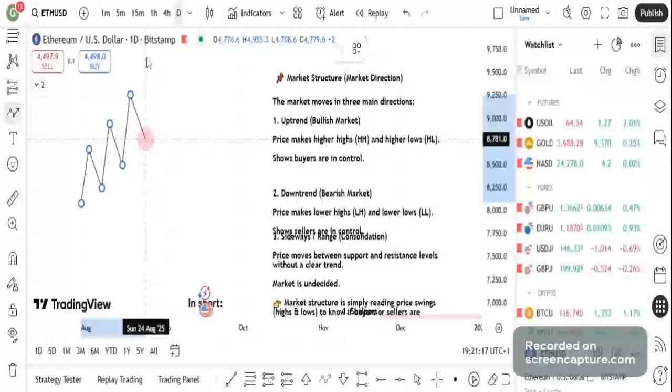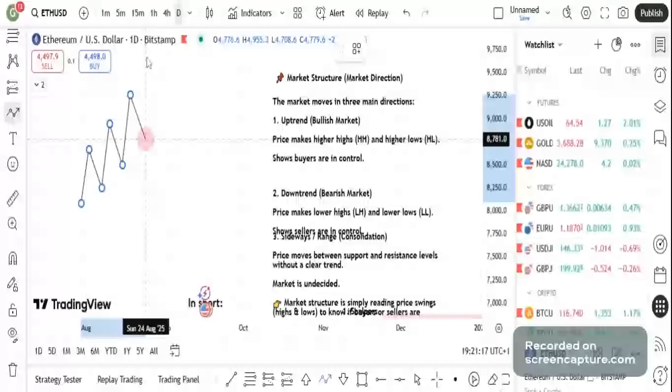What did they do? This is the higher high, this is the higher low, this is the higher high, and this is the higher low. So it means that price is on a bullish trend, or price is in an uptrend. This will help us identify an uptrend. Okay, so now let us move to a downtrend.